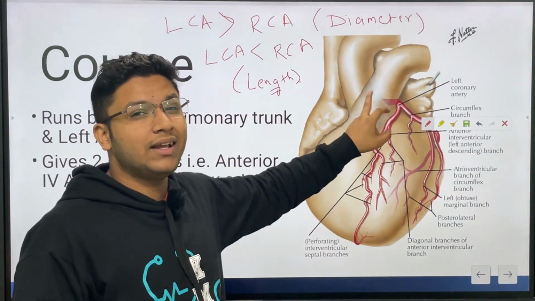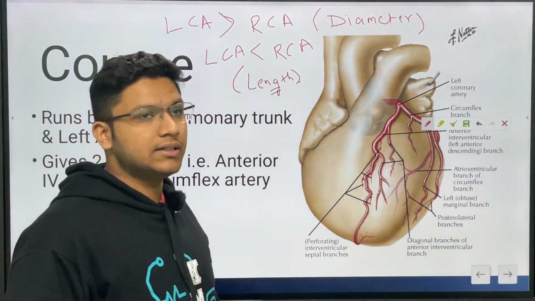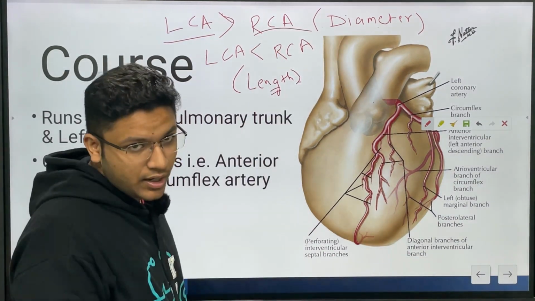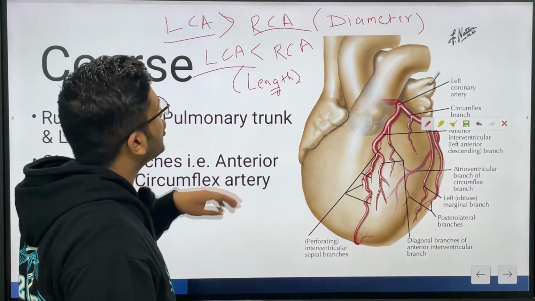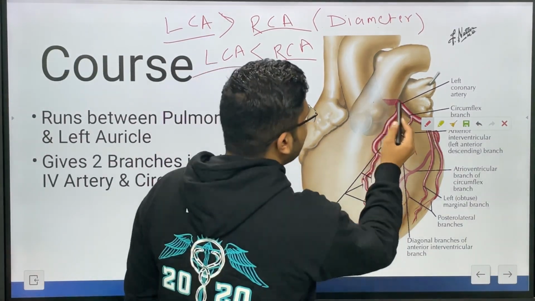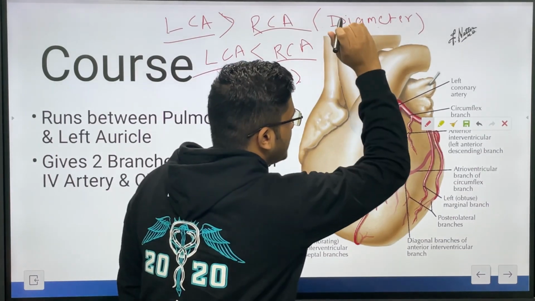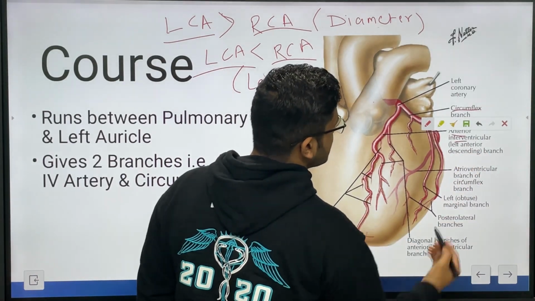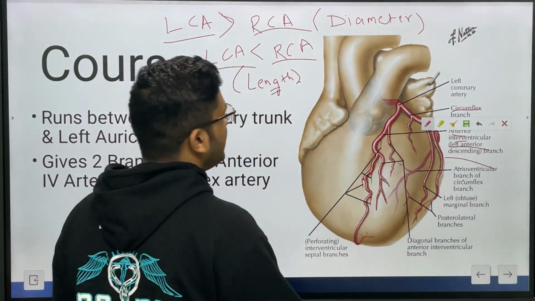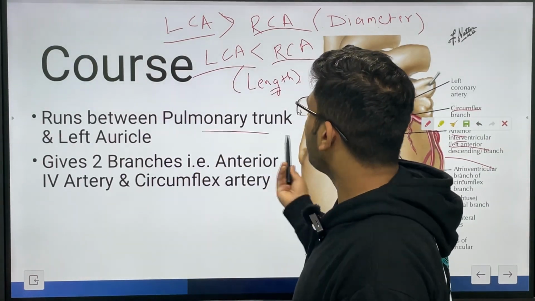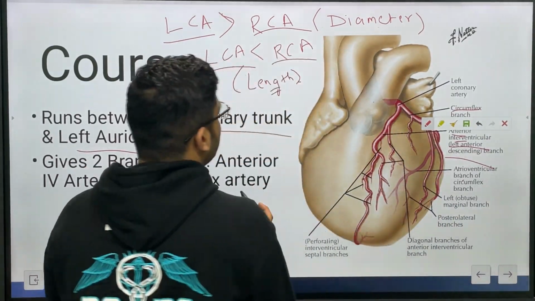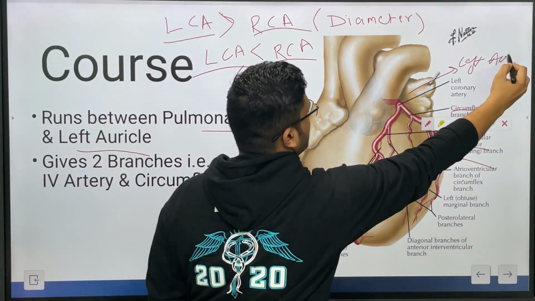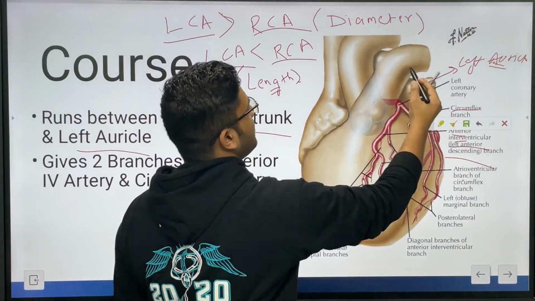But the diameter of the left coronary artery is greater than the right coronary artery. So the left coronary artery is greater in diameter than the right coronary artery, but the left coronary artery is shorter than the right coronary artery because the left coronary artery divides into the circumflex branch and the anterior interventricular branch, which is also known as LAD, the left anterior descending branch. It runs between the pulmonary trunk and the left auricle. So in the course, this is your left auricle and this is your pulmonary trunk.